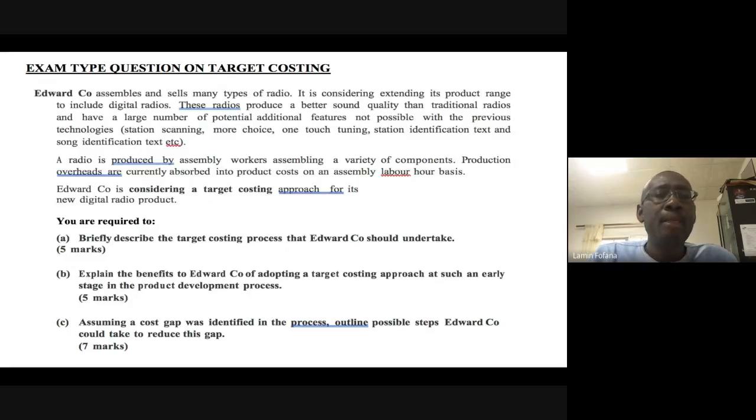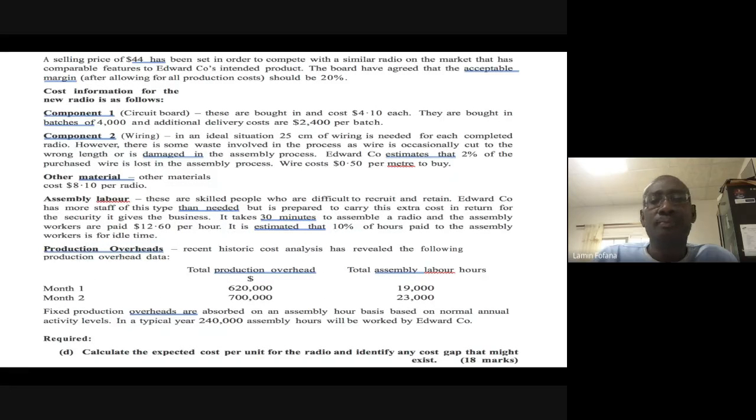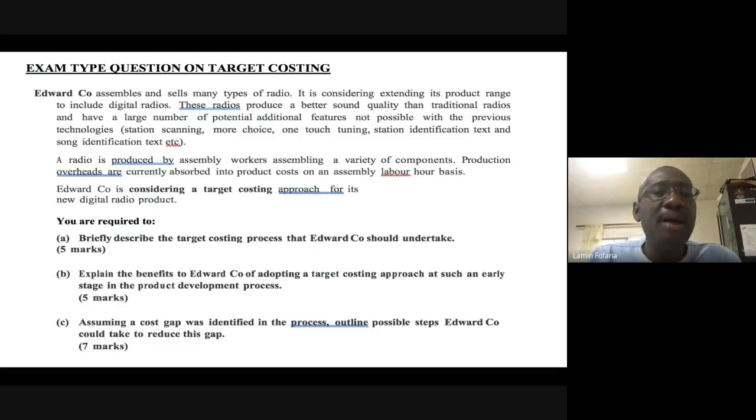Okay. So Edwards Company is considering a target costing approach for its new digital radio. You are required to briefly describe the target costing process that Edwards Company should undertake. We looked at this last week, so I said you should make reference to this part also. It's the same question, so you have information here, and you need to make reference to it when you are answering. So the first part, we know, is simple.